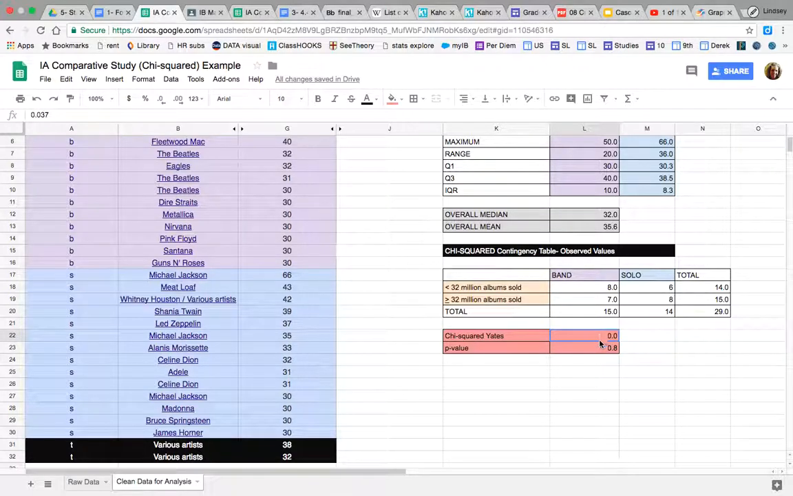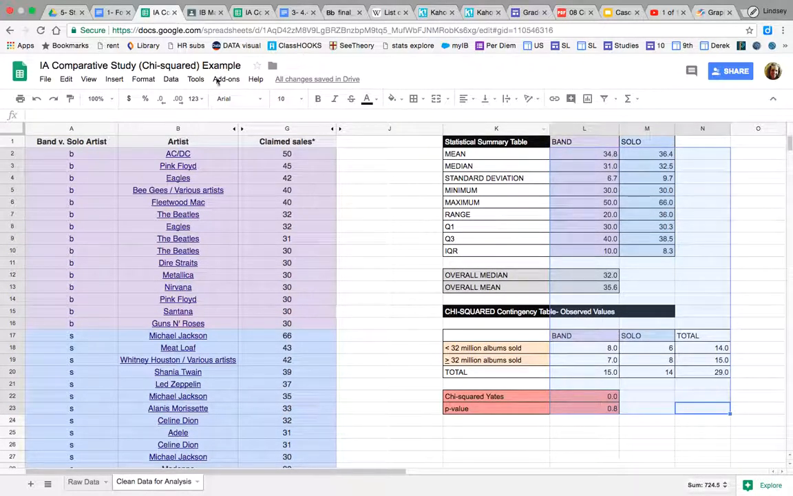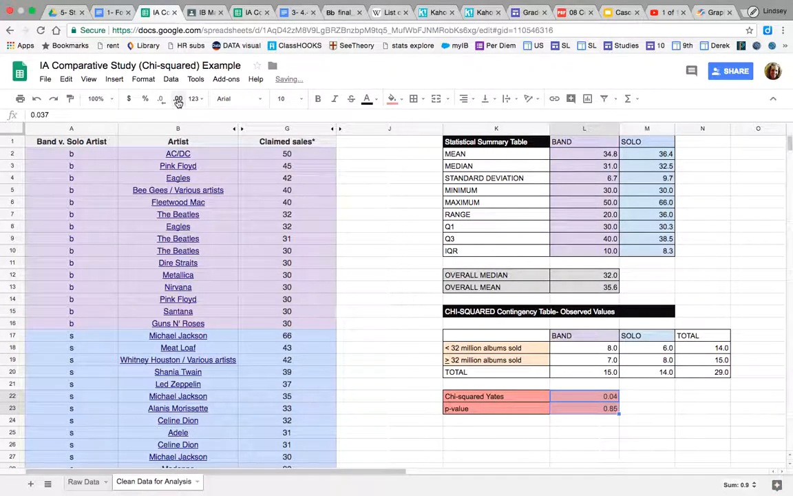And you'll notice my decimals are off here. Whenever your decimals are off and things aren't consistent, what you can do is highlight everything you want to be consistent and make sure that you're using these buttons here to keep everything consistent. And so I want more decimals shown in my chi-squared and my p-value. So I can just go up here and add a few decimal places.